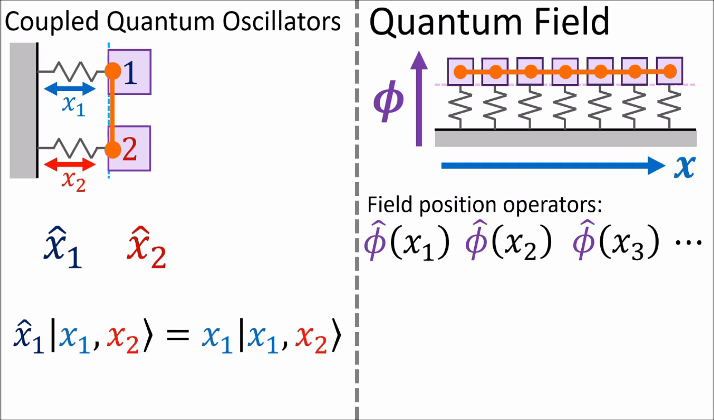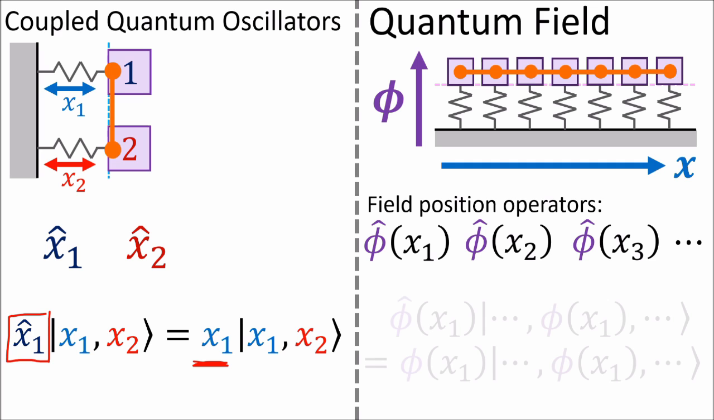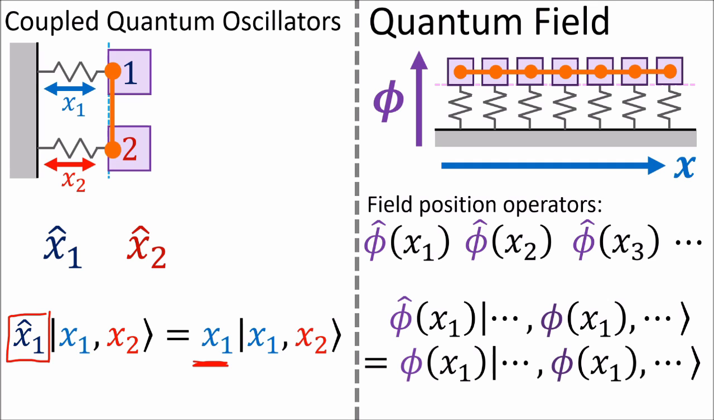For the coupled oscillators, exact position eigenstates were labeled with a pair of position x values, and the x hat position operators would act on this eigenstate to return the position eigenvalue associated with one particular oscillator. For the quantum field, exact position eigenstates are labeled with an infinite number of phi values, basically an entire function of known phi values. The phi hat position operators would act on this eigenstate to return the eigenvalue associated with one particular oscillator.